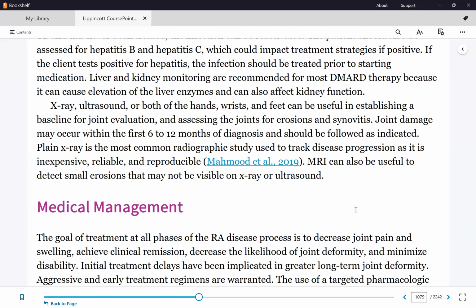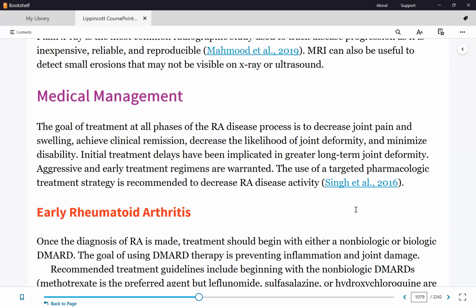Let's go straight to management. So what can we do with the patient? You've diagnosed rheumatoid arthritis. So what are your choices? The goal of treatment, and what does this say? Thank you, Katerina. Strengthen, while achieving clinical remission, and reducing the likelihood of joint deformity. Okay, thank you, Katerina.